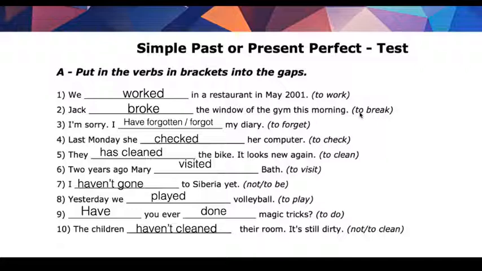5. They have cleaned the bike. It looks new again. I'm sorry, my mistake here is have cleaned, and I want you to check it. I can check it right now. It's have cleaned the bike. It looks new again. 6. Two years ago, Mary visited Bath. It says two years ago, so you have to use the simple past.